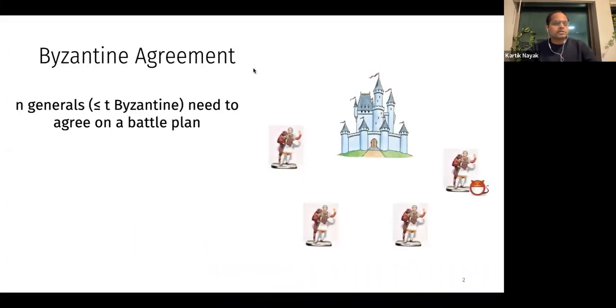So the problem that we are talking about is Byzantine agreement. The core idea is for n generals or n parties to agree on some value, agree on a battle plan in this example. So at the end of it, you want all of these Byzantine generals who are surrounding a castle to either attack or to retreat. And you want to do this even if some of these parties or generals can be malicious, or what we call Byzantine here. So up to T of them can be Byzantine, and yet you want the rest of them to agree on one of these actions.